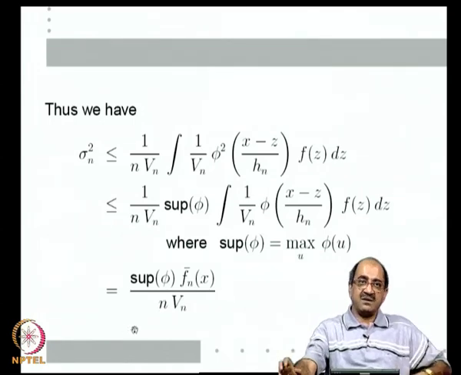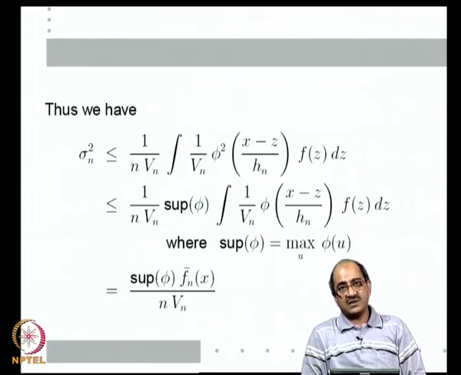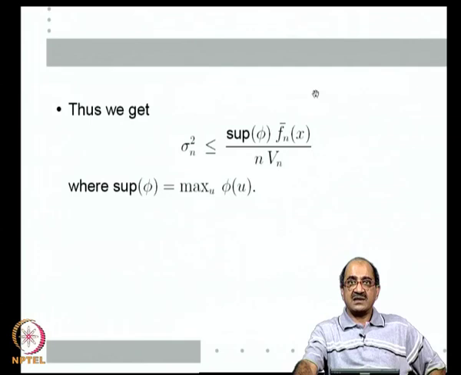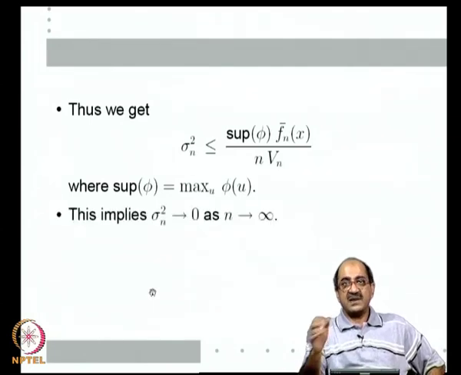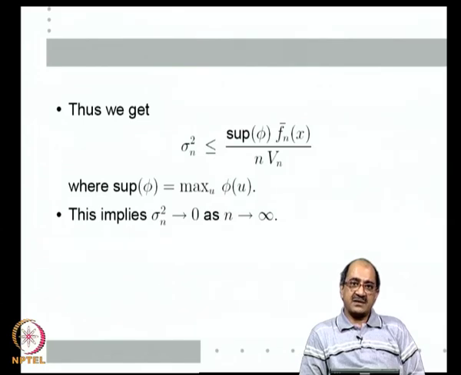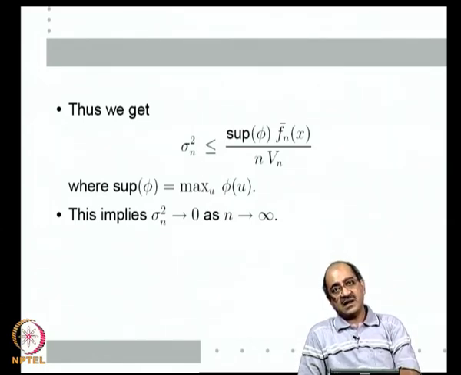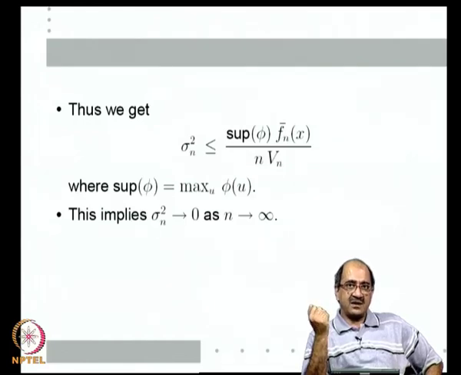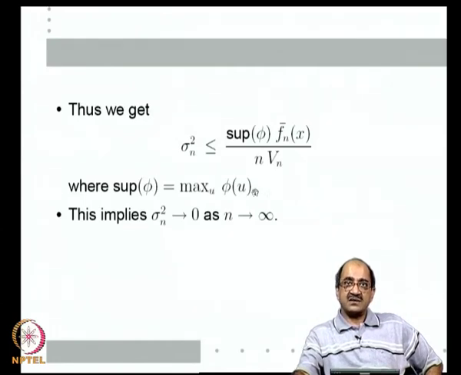As we have seen, in the way we let these sizes go to 0, in the previous class we said we have to have n v n go to infinity, right. So, as n tends to infinity, sigma square n becomes 0. So, we have sigma square n less than this, and this implies sigma square n goes to 0 as n tends to infinity. So, what we have shown is that as n tends to infinity, the mean of f hat n of x at any given x becomes f of x, and its variance goes to 0.